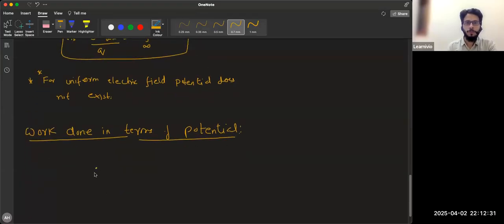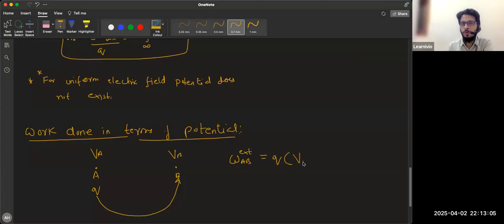So you have two points, a point A and a point B. The potential at A is VA and the potential at B is VB. There is some charge configuration which is producing this potential. We are not interested in that charge configuration, the source which is producing VA and VB. Then you take a charge Q and bring this charge Q from A to B. You want to calculate the work done by the external force in carrying charge Q from A to B, and that work done is charge Q times potential at B minus potential at A.